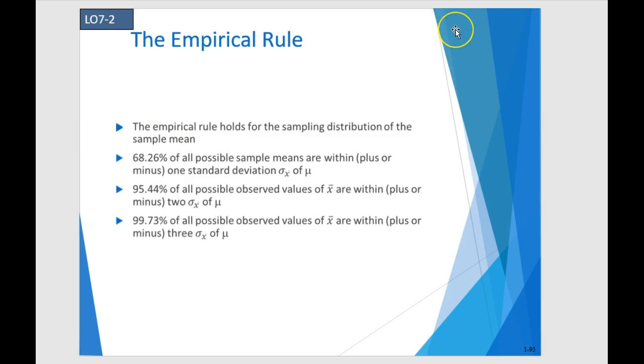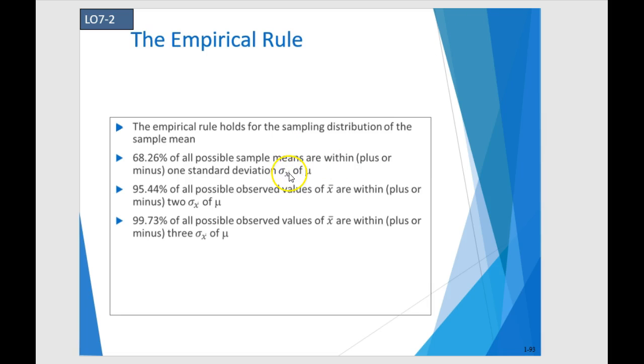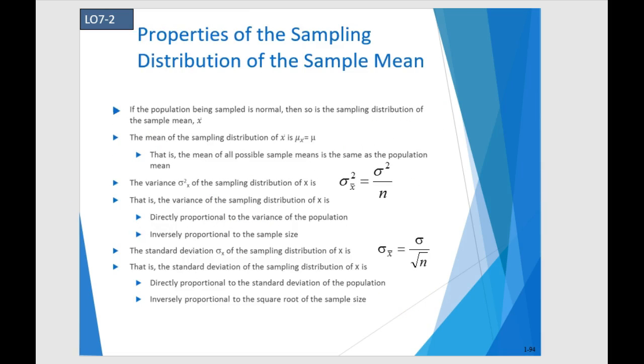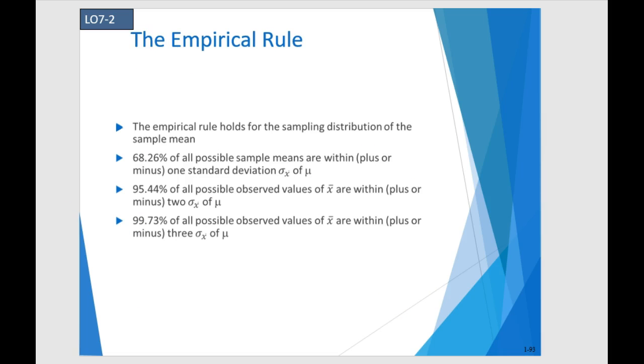The empirical rule still holds. So within one standard deviation, I don't know why this is showing it like this, but it looks like I corrected it in the following slides. Whenever you see sigma sub x or mu sub x, that's actually sigma sub x bar and mu sub x bar. For whatever reason, I must have missed that one, but I have it going forward. So yes, the empirical rule holds.